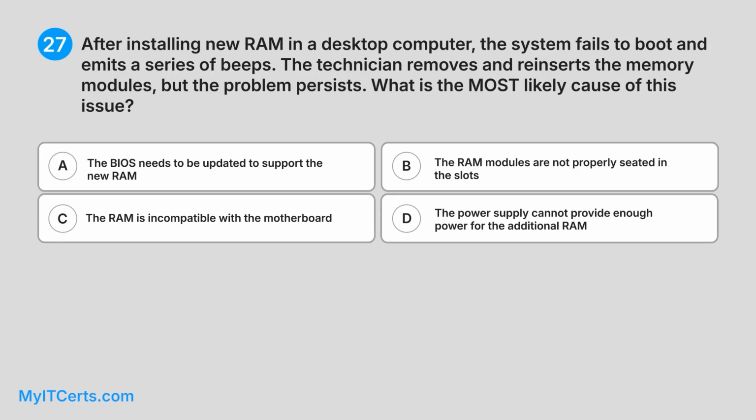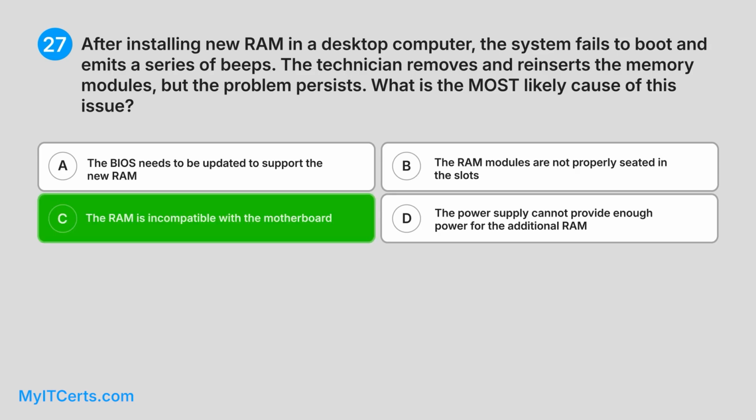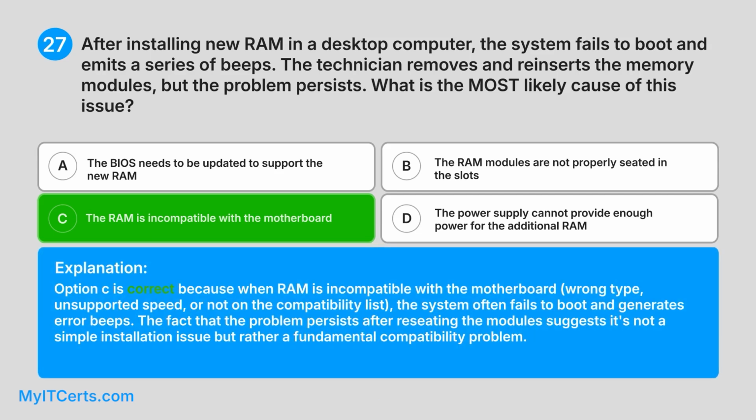Correct answer. C. The RAM is incompatible with the motherboard. Explanation. Option C is correct because when RAM is incompatible with the motherboard, wrong type, unsupported speed, or not on the compatibility list, the system often fails to boot and generates error beeps. The fact that the problem persists after reseating the modules suggests it's not a simple installation issue, but rather a fundamental compatibility problem.